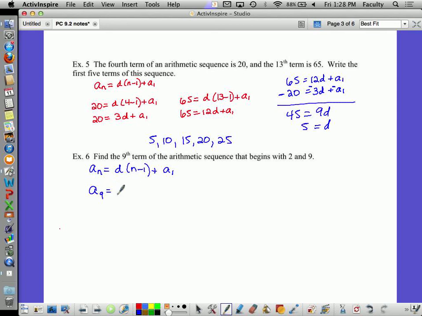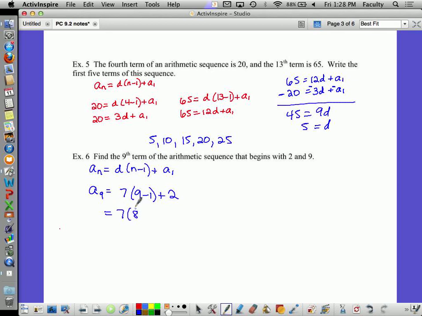Now in this one, I'm writing down DNA. What's the common difference? They didn't come out and tell us, but we can figure it out, right? What is the common difference? 7. We're looking for the 9th term, and I know the first one. Hey, I have everything I needed.